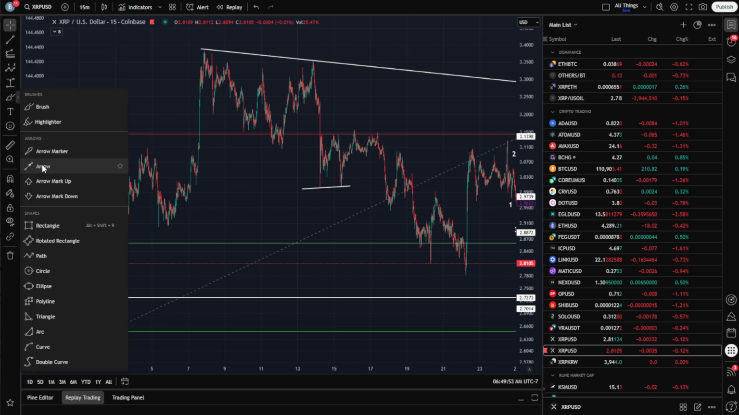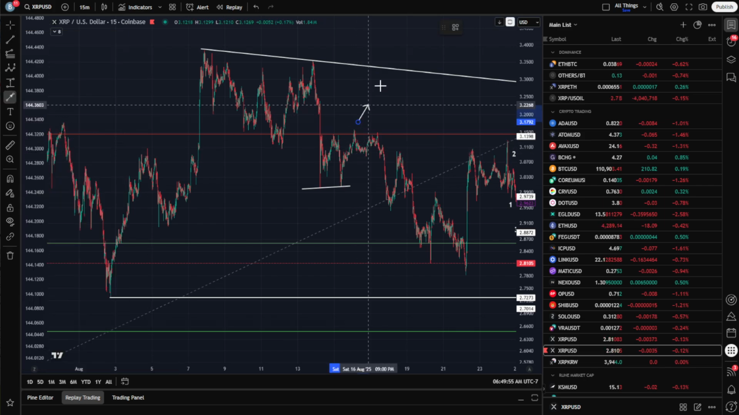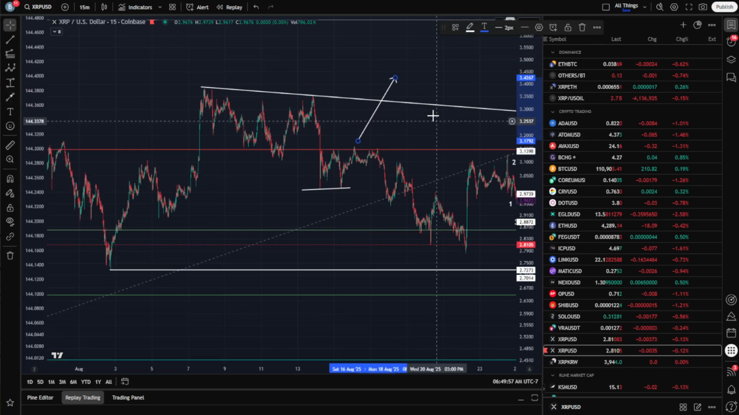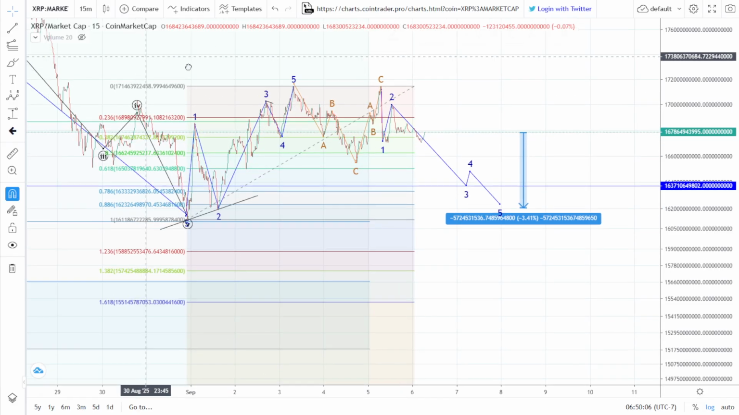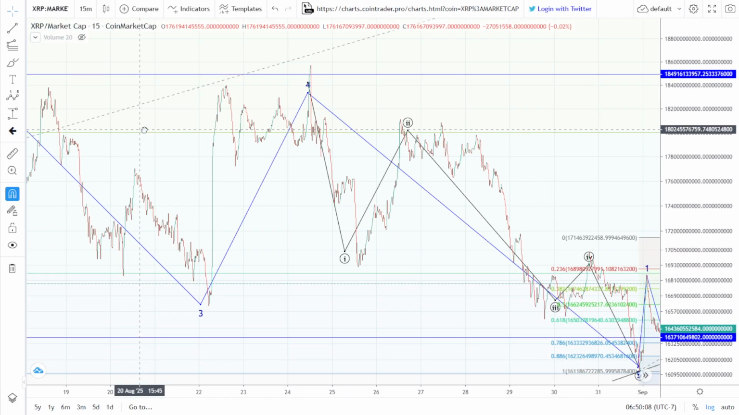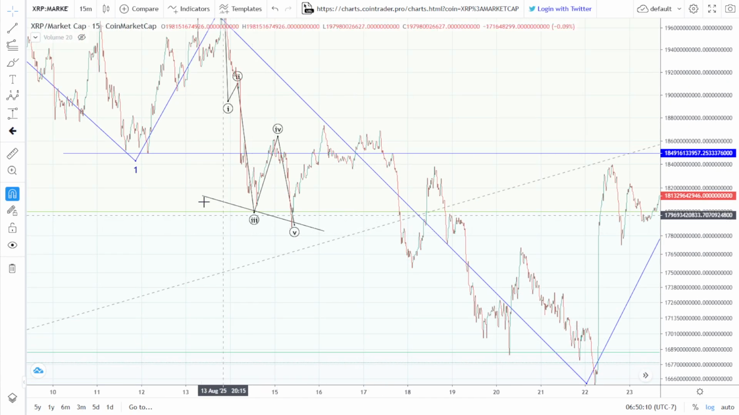Let's see if I got it. There we go. We would have actually seen this break to the upside, and we would have actually had a more bullish continuation for XRP through this price action. But in fact, it ended up rolling over, and that was because here on the market cap chart, when we come back, you will see that right here we end up setting a lower low.